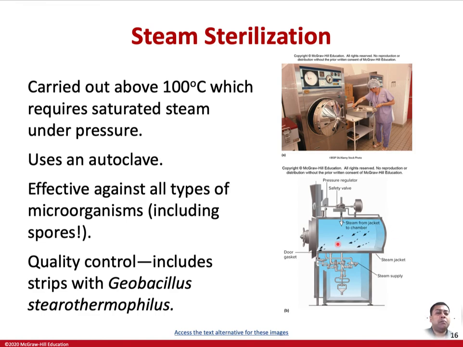Why do we need to purge all the air out? Because if there is remaining air, it will not achieve the 121 degrees Celsius under 15 pounds of pressure. So that's one of the reasons that, for proper sterilization, we need to purge out all the air, and it has to be all saturated steam.